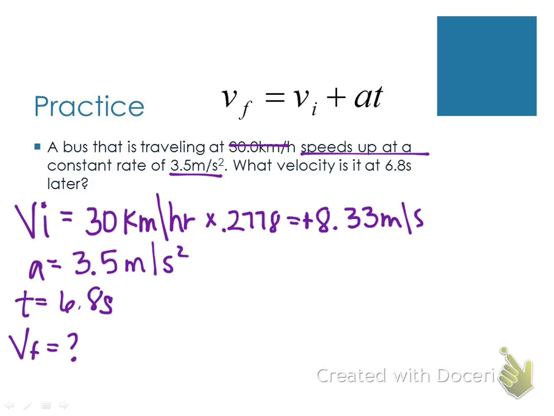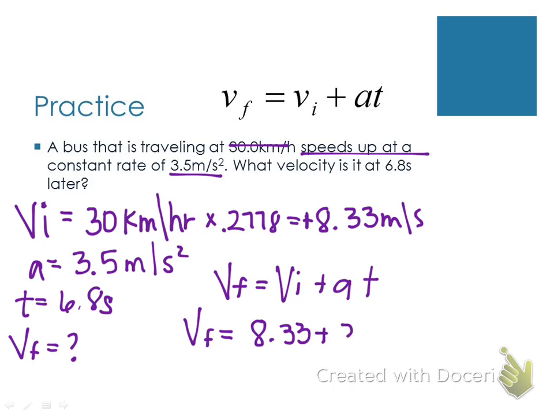All right, so let's solve for final velocity here. We'll use v sub f equals v sub I plus at. V sub f is what we're solving for. We'll plug in our variables. And I got a final velocity of 32.13 meters per second.